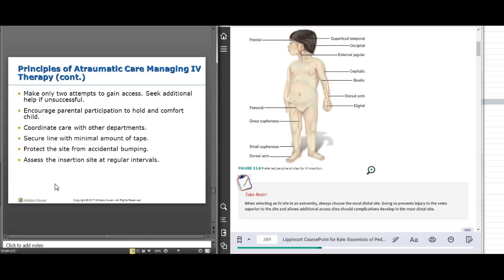It says secure line with a minimal amount of tape. I don't know that that always happens. We use a lot of tape in pediatrics. So make sure you secure your line, and that's the key point there. Secure your line. Okay? You only want to have to stick a patient one time.